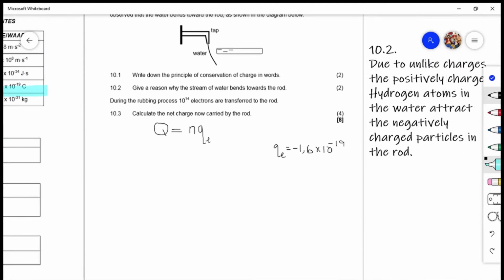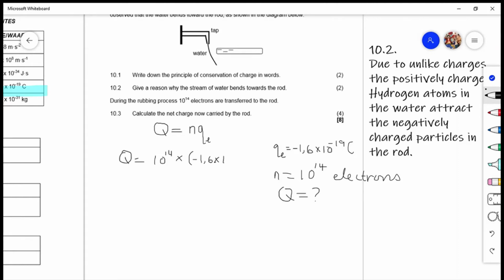So let's continue with our question. We were given that the number of electrons is equal to 10 to the power 14 electrons. And our Q value is our charge that is unknown. So Q is what we are actually trying to calculate. So let's substitute what we know. We know that N is 10 to the power 14, and we know that QE is 1,6 times 10 to the power negative 19.